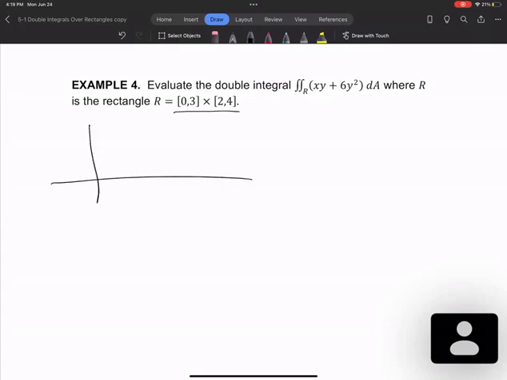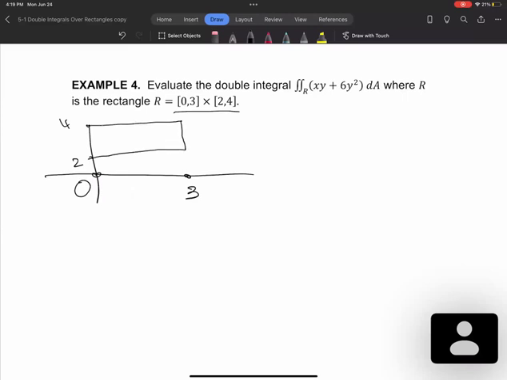So what does it mean? x is between 0 and 3, and y is between 2 and 4. So let's say this is 2 and this is 4. So the region is like this, right? So I need to find what is the volume. If I make it 3D, that looks something like this, and my function is something over here.